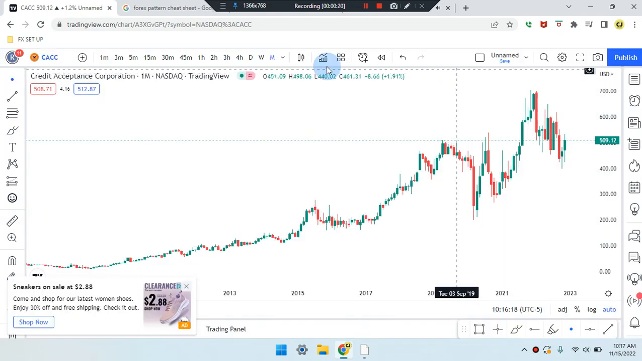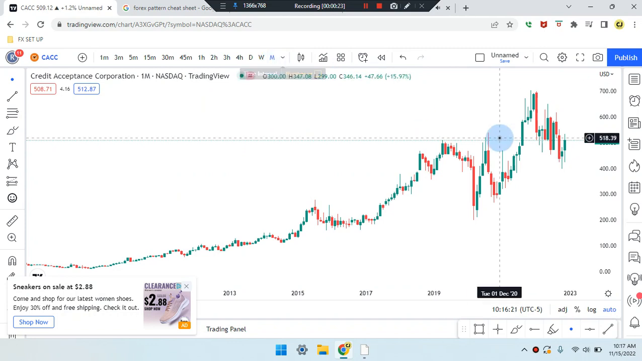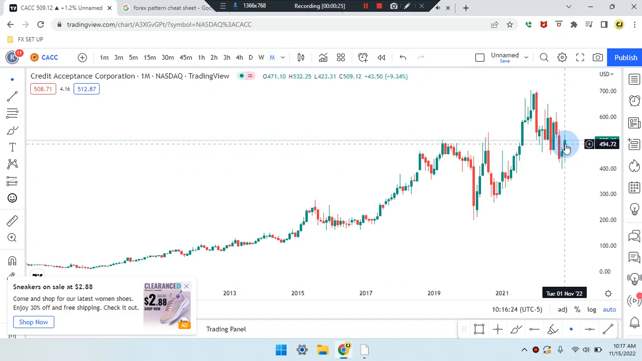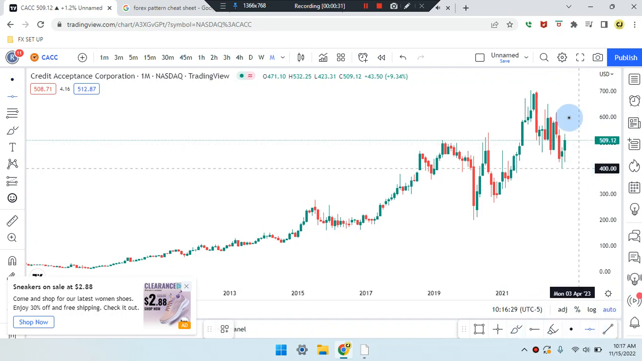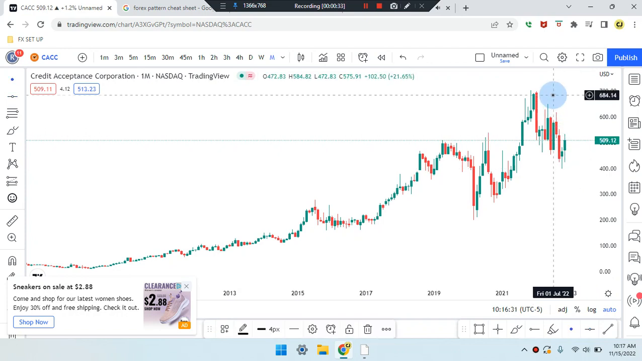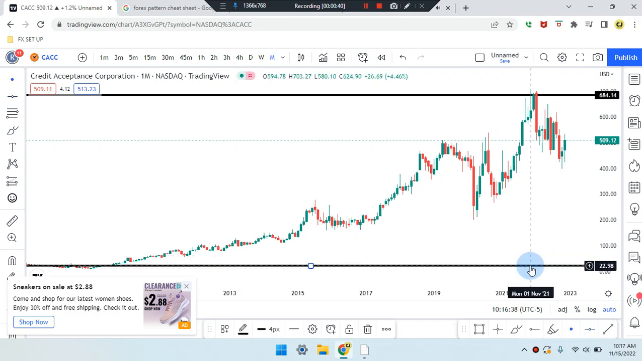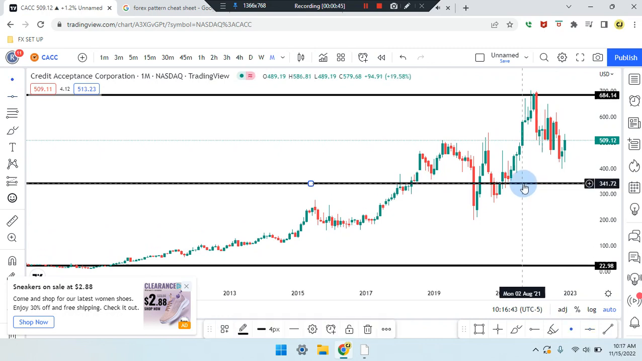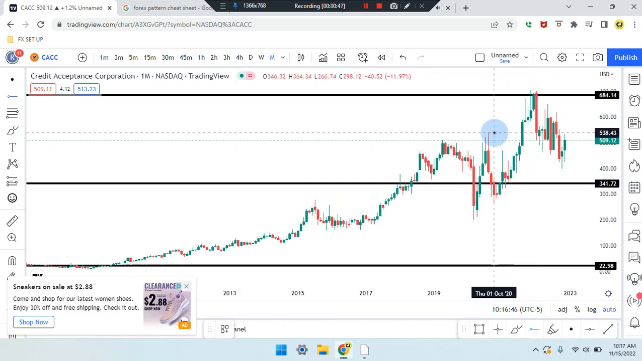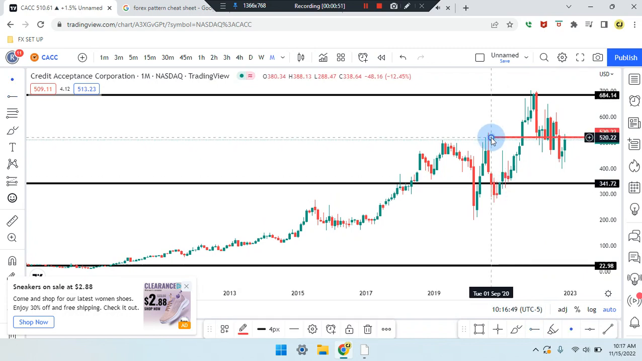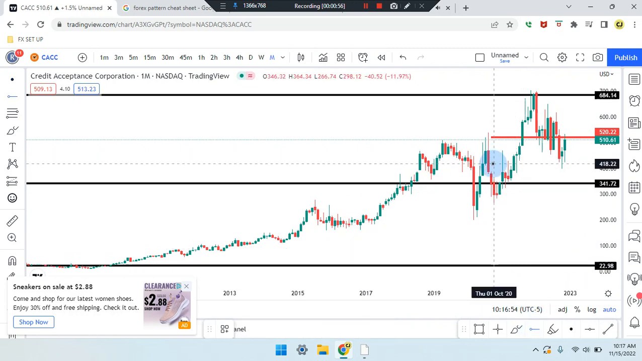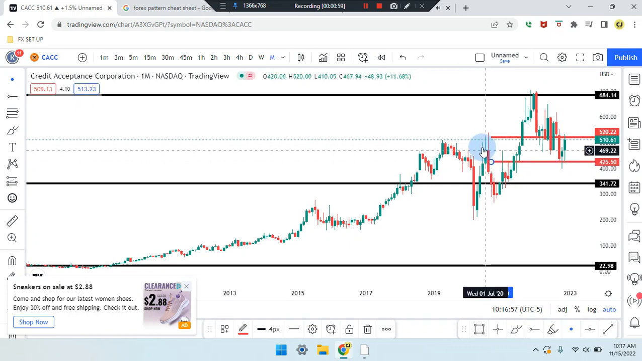CACC. We are on the monthly time frame. Price action, last candle to the right-hand side is a bullish green candle. We do have price action overall, higher highs. Price action overall, lower lows. Midpoint. Also adding second level highs, and third level highs.